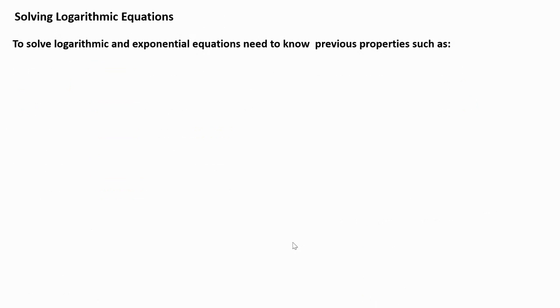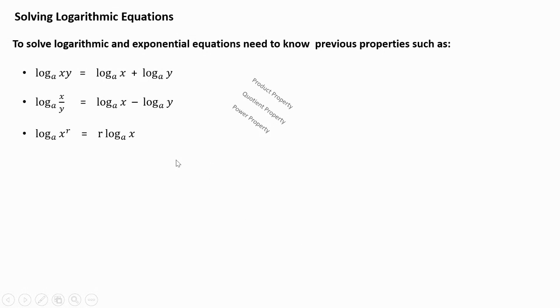Now, to solve logarithmic and exponential equations, you need to know previous properties. I believe they were covered in one of the sections of this chapter. For example, if you have log base a of x times y, it is equal to log base a of x plus log base a of y. In other words, the form on the left is called condensed, or the pre-cal book calls it a single log, and the form on the right is called expanded.